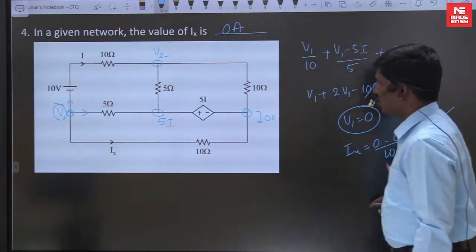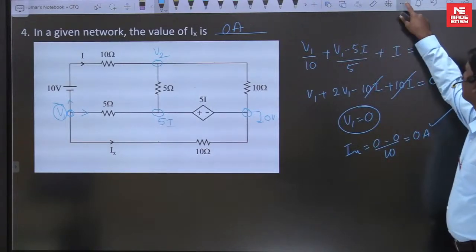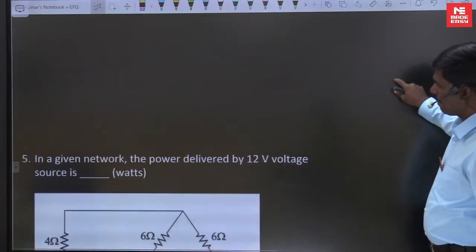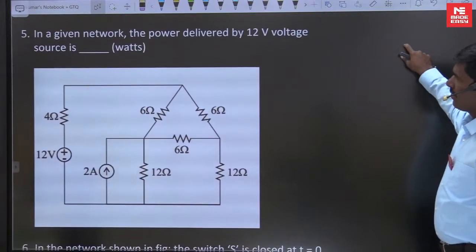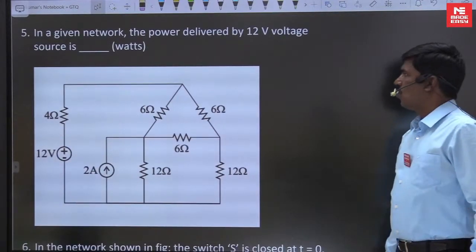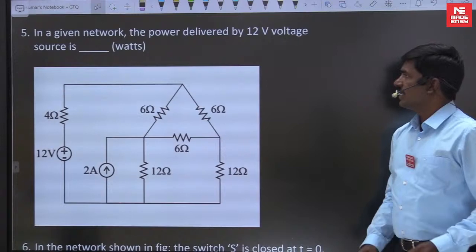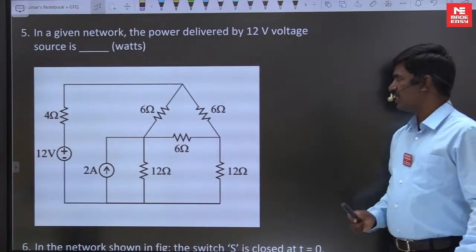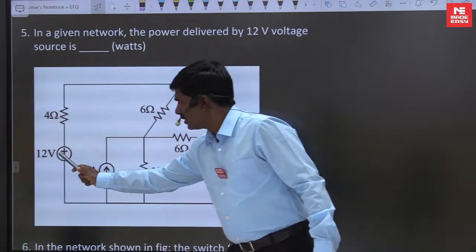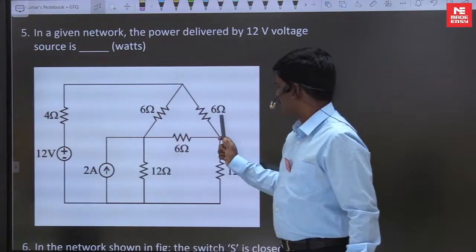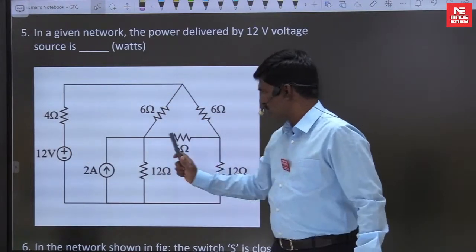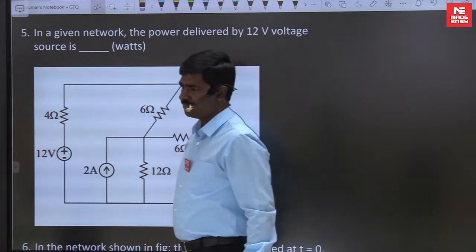So move to next question. In a given network, the power delivered by the 12 volt voltage source is dash watts. Here 12 volts, this is here 4 ohms, 6 ohms, 6 ohms, 6 ohms, 12 ohms, 12 ohms, 2 amperes. Now give the answer, fast.